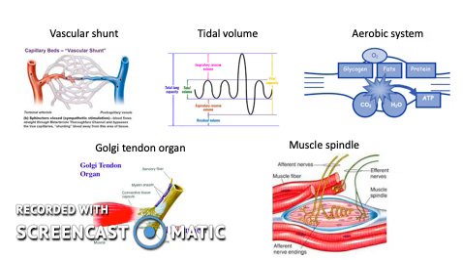Vascular shunt during steady state exercise. This is the distribution of blood around the body. During exercise, the vascular system redistributes blood to the areas with the greatest demands of oxygen, away from areas with the lower demands of oxygen.